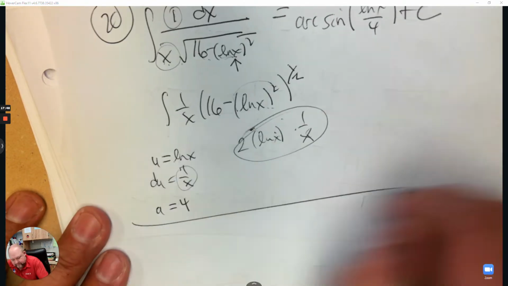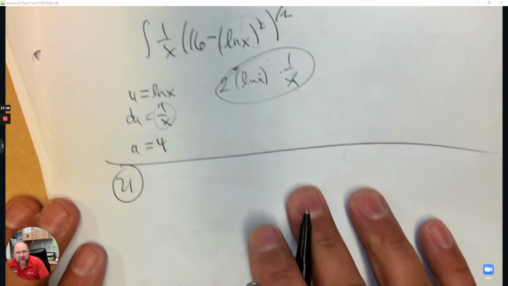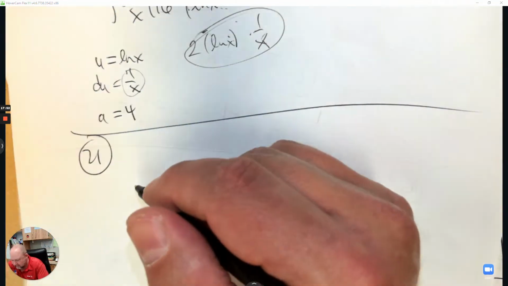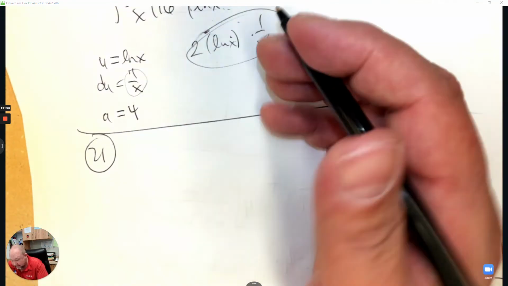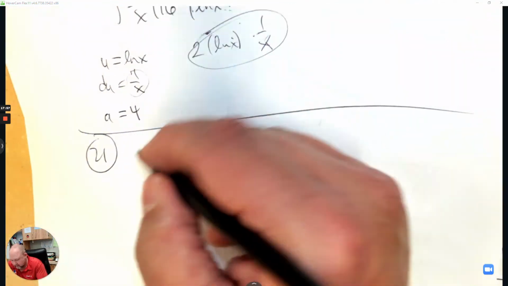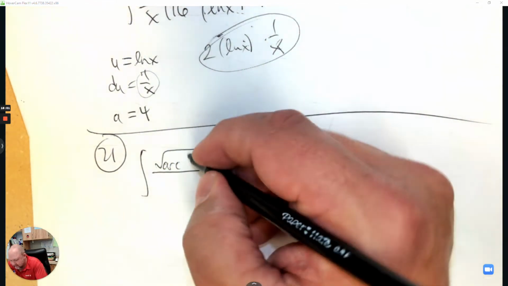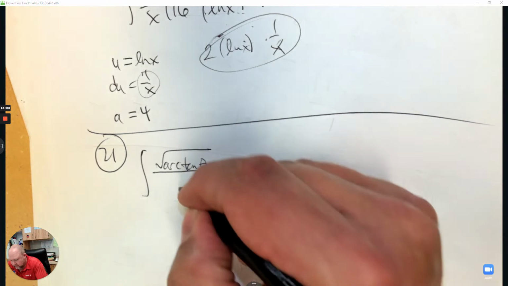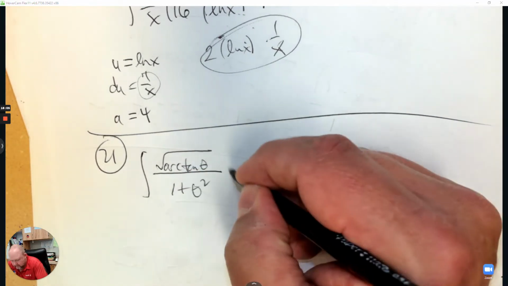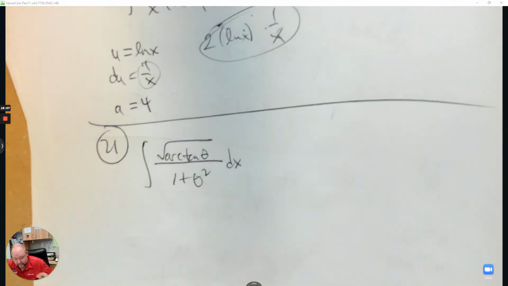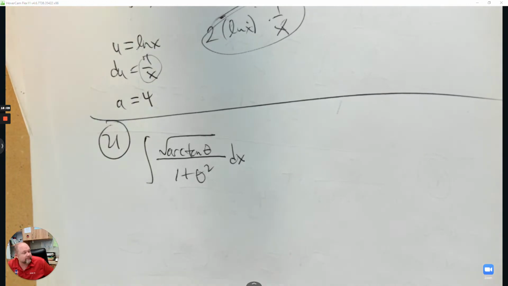Number 21. It's okay to go in a different direction, look at it, and then think it's not working, I'm not giving up. What's a different direction I can go? That seems like a really good life skill. Arc tangent theta 1 plus theta squared. And what would I do here?